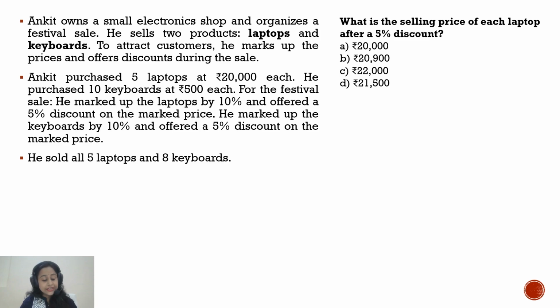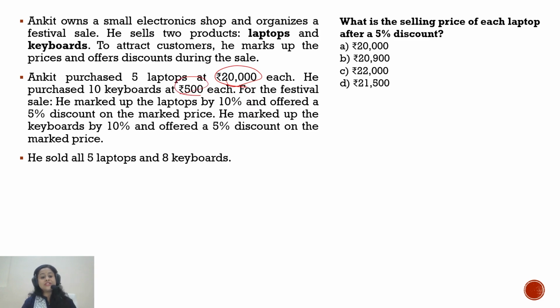So the details, all numerical details are given in the second paragraph, where it says that Ankit purchased 5 laptops at 20,000 each. He purchased 10 keyboards at 500 each. So cost price means that the cost price of each laptop is 20,000. That is, CP of laptop is 20,000, and cost price of each keyboard is 500.